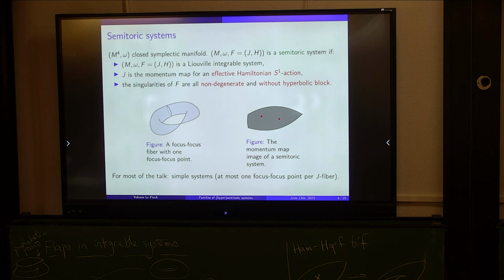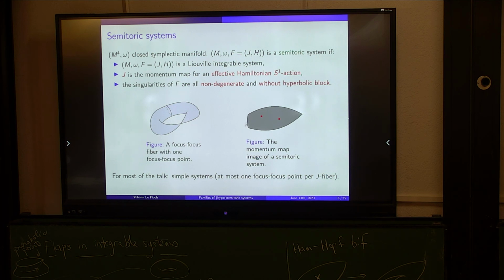And if you do this and you allow any H such that (J, H) is integrable, well, you can have maybe degenerate singularities, and we don't like that, so don't allow degenerate singularities. But even if they are non-degenerate, you could have hyperbolic singularities, as Joey explained. In hypersemitoric systems, you also have one kind of degenerate singularities, but who knows. So you forbid all that. So you have that the singularities are non-degenerate and non-hyperbolic. And as Joey said, the image of the momentum map looks like that.